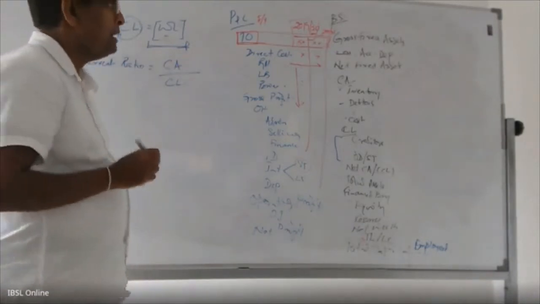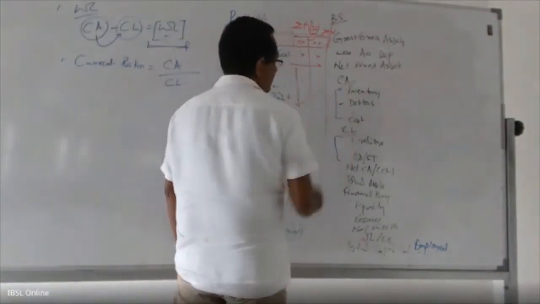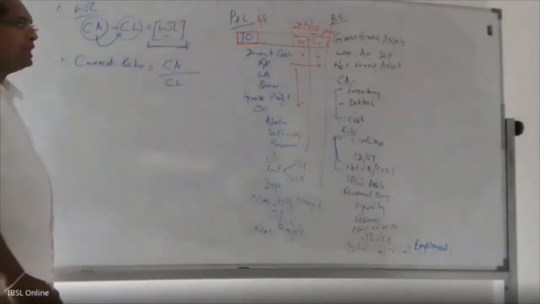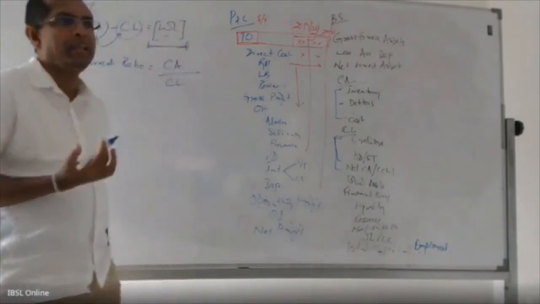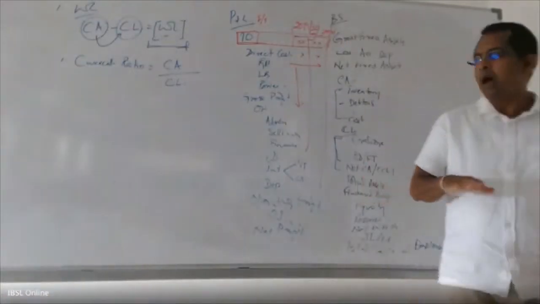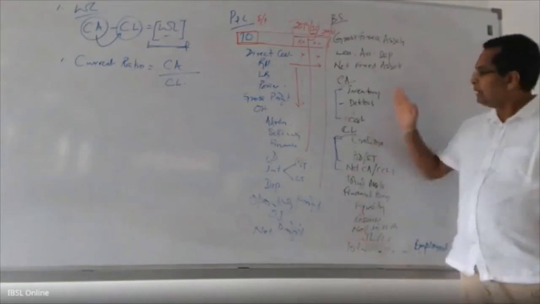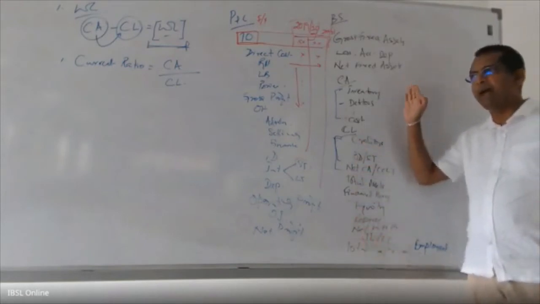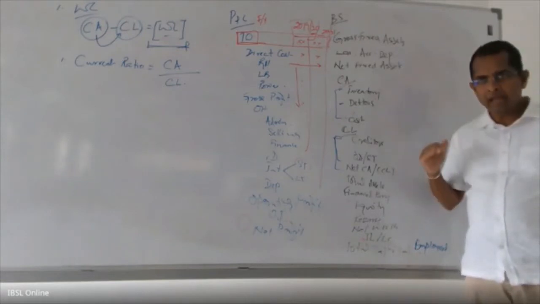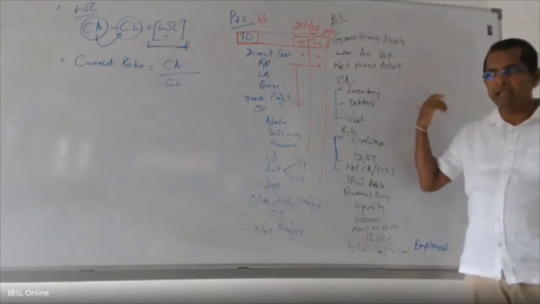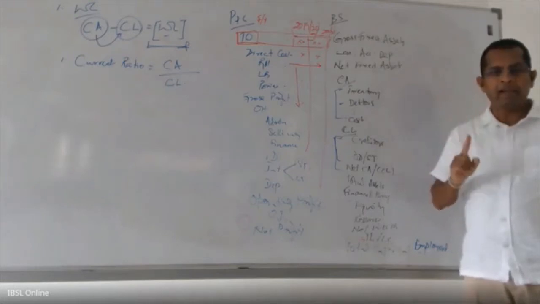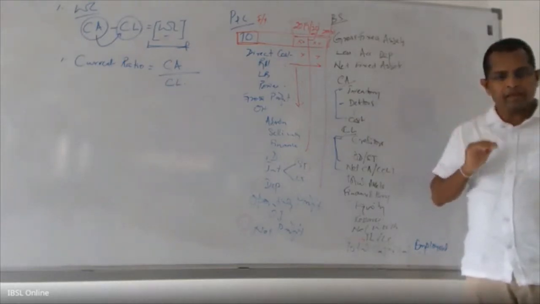Okay, that means these figures divided by these values, right? What does that current ratio indicate? Current ratio indicates how many times current liabilities are covered by current assets. Why? Current liabilities are settled by liquidating current assets.